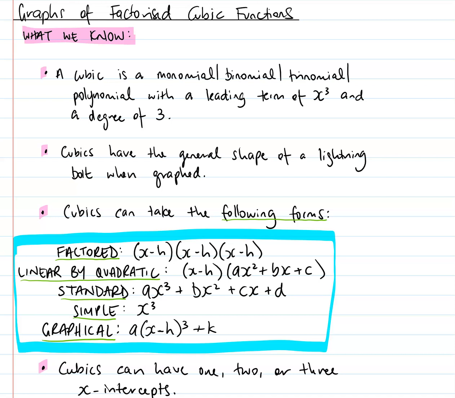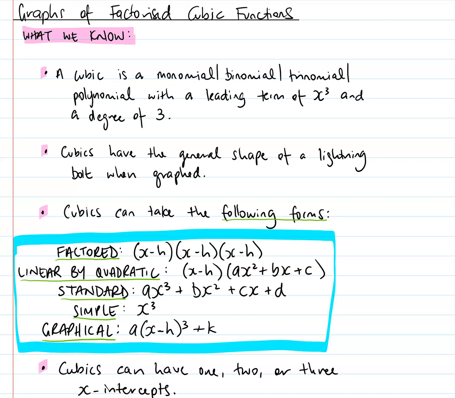So what we already know, which is on your screen, is that a cubic is a monomial, a binomial, a trinomial, or a polynomial with a leading term of x cubed and therefore a degree of 3. Cubics have the general shape of a lightning bolt when they're graphed, although this can change quite a bit depending on the actual function, but they will still have that general shape.